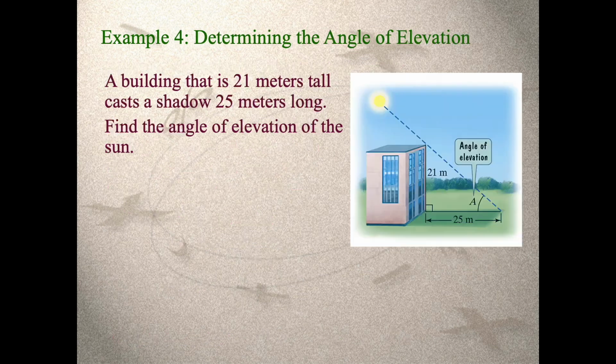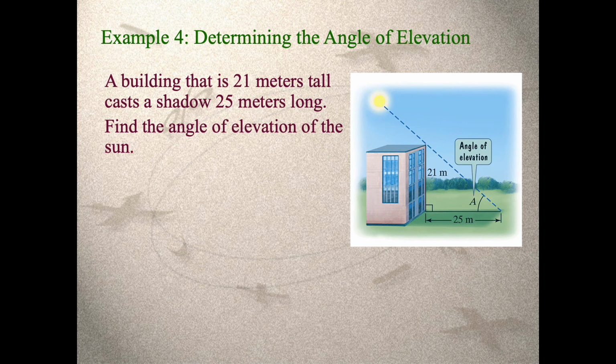And then in our last example, we're going to try to figure out what that angle of elevation is. So here we have a building that's 21 meters tall. And then notice that the sun casts a shadow. So the sun is behind the building. It casts a shadow of 25 meters long.